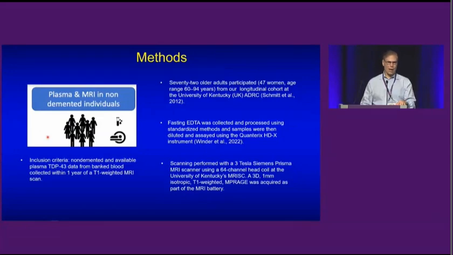All right, so our subjects come from the University of Kentucky ADRC longitudinal cohort, and for this particular study, we selected individuals who had banked plasma and an MRI T1-weighted sequence within 1 year of each other. Plasma was collected in the typical manner, and scanning was performed on a 3T Prisma scanner at our center at the University of Kentucky. The main sequence of interest here is the T1-weighted MPRAGE.